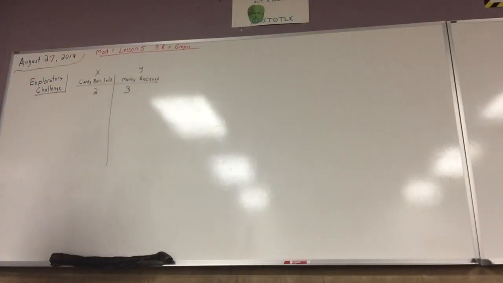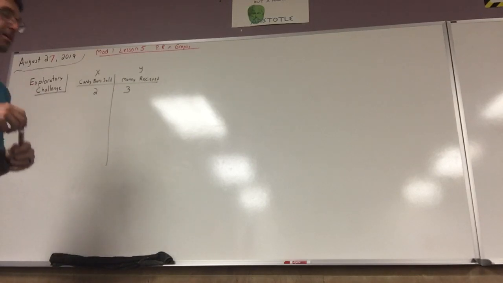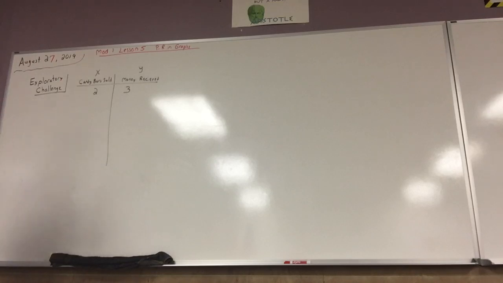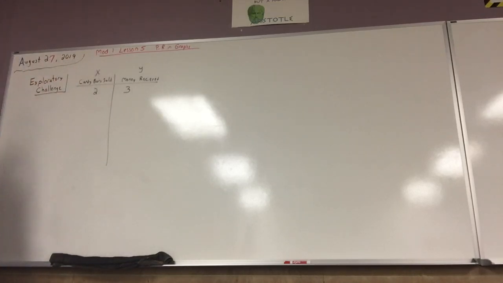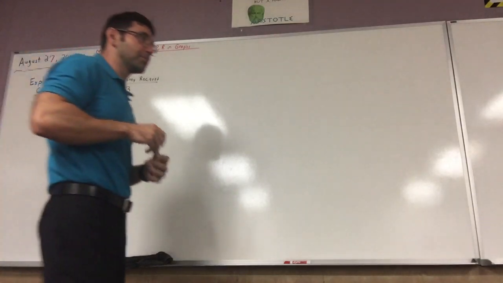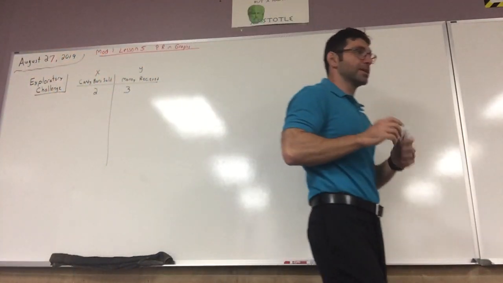So on Monday, we reviewed graphing, right? We graphed ordered pairs, x comma y. We know how to do those ordered pairs. Well, today, we are going to do proportional relationships in graph. So this is just graphing something to tell whether it's a proportional relationship.